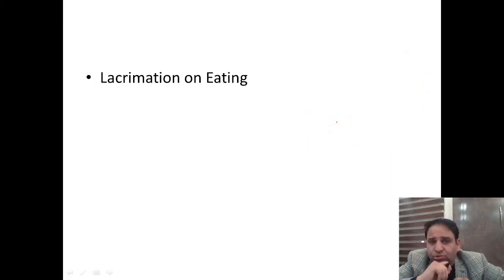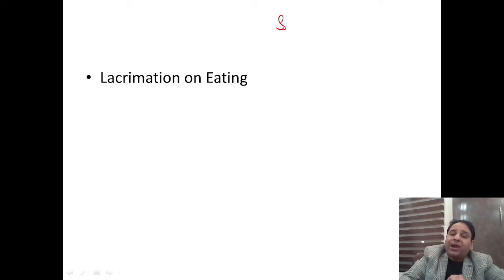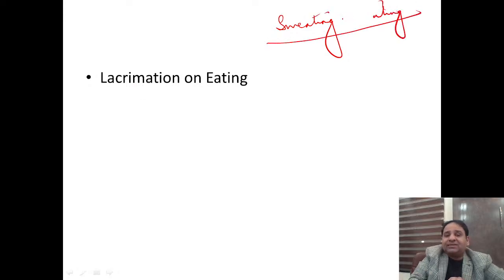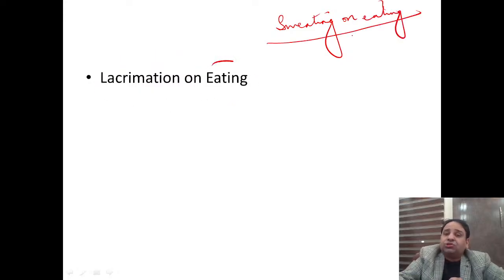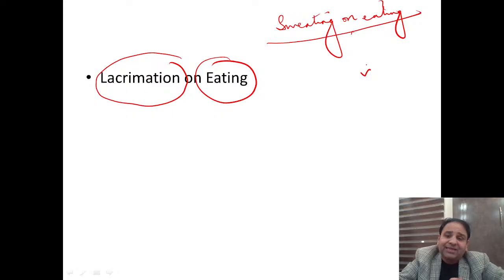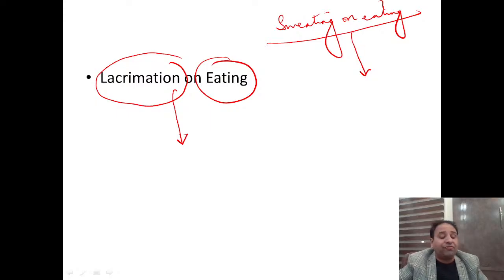Now students, there are two things. One thing is called sweating on eating, and one thing is called lacrimation on eating. So sweating on eating is because of which nerve? And lacrimation on eating is because of which nerve?